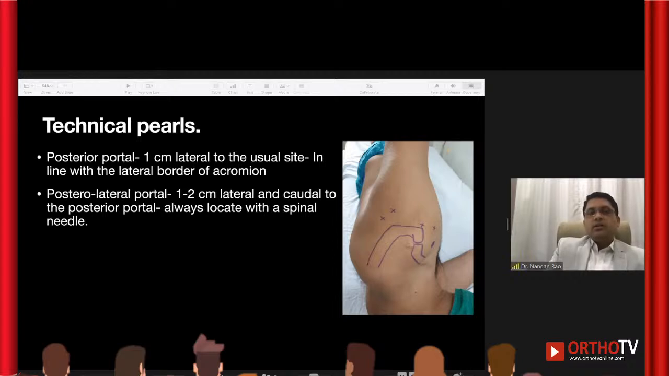posterior portal. You need to always locate it with a spinal needle. This posterolateral portal is useful for reaching the lower half of the posterior glenoid, which might sometimes not be possible with your classical posterior portal.